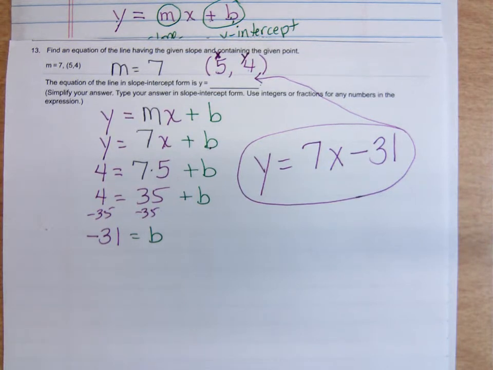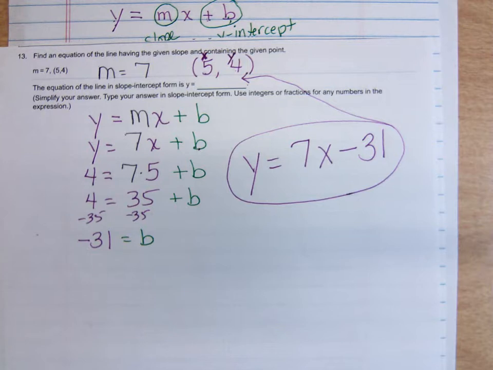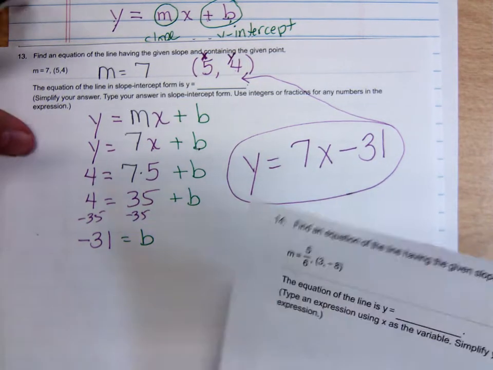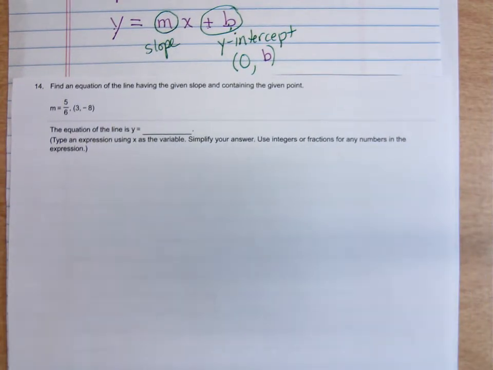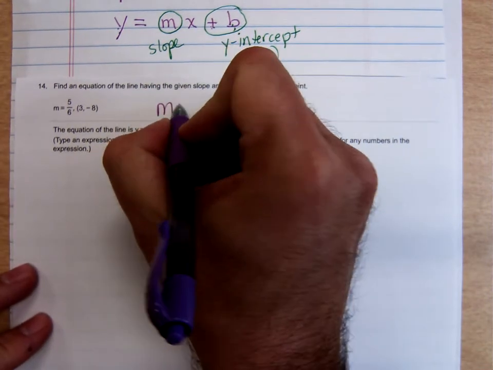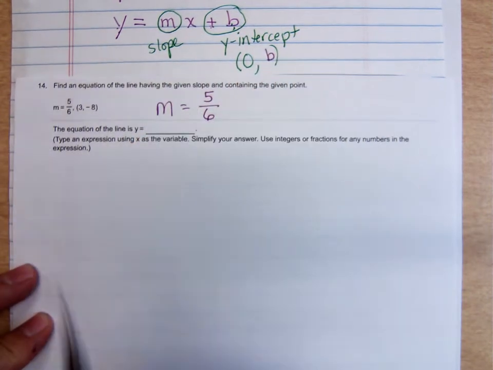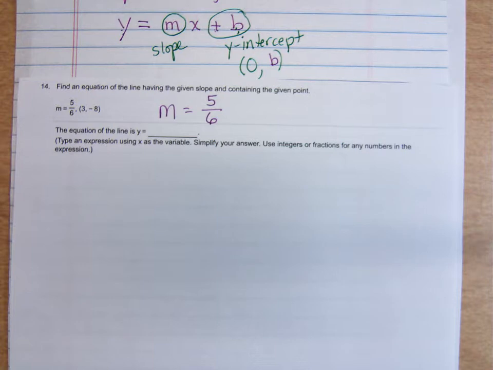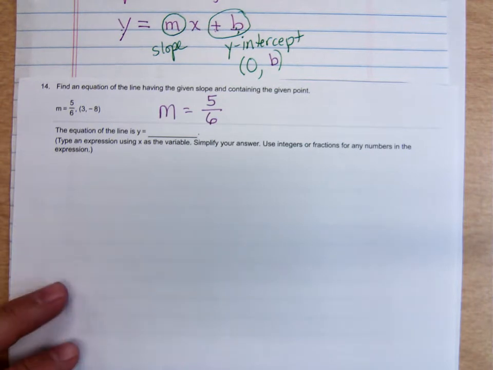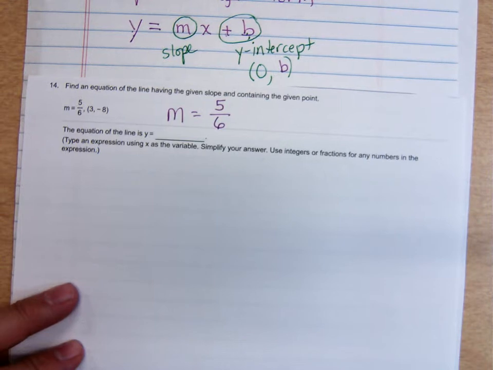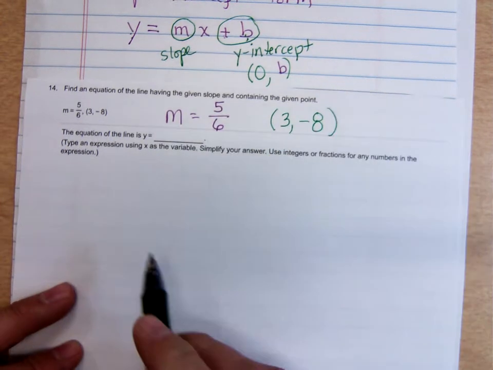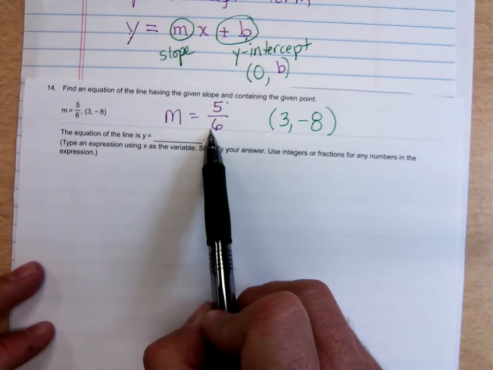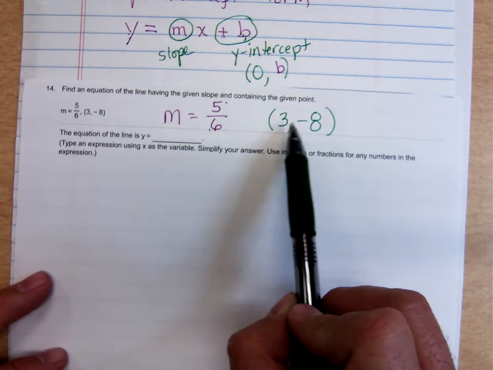Let's do another one of these. You're probably wondering, well, how much harder would this be if the slope were a fraction? Is that what y'all are wondering? Yep. Oh, yes, okay. Here on number 14, the slope is a fraction. Okay, I'm saying ooh because the colors I've sort of messed up on, but okay. So the slope is the fraction 5 over 6, and the point that we're given is (3, -8).